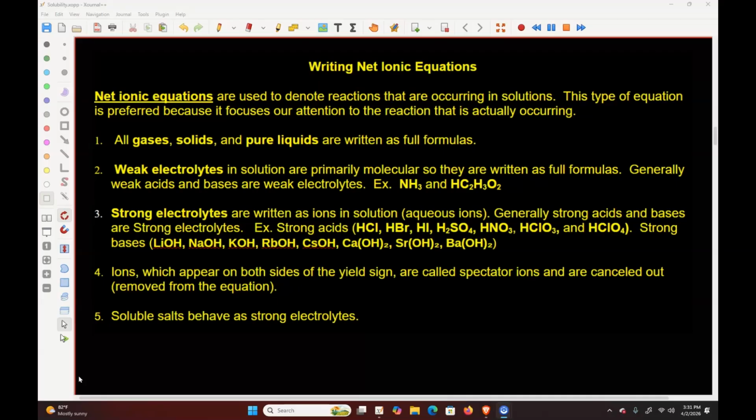Strong electrolytes are written as ions in solution. Generally, strong acids and bases are strong electrolytes. I would suggest memorizing this list of strong acids and strong bases. Ions which appear on both sides of the yield sign are called spectator ions, and they're canceled out or removed from the equation. Since they're not actually participating in the reaction, they're just spectating or watching. Soluble salts behave as strong electrolytes, which means we'll break those apart into ions.